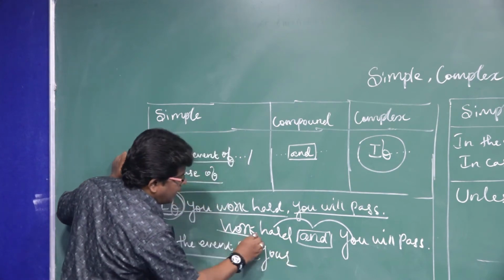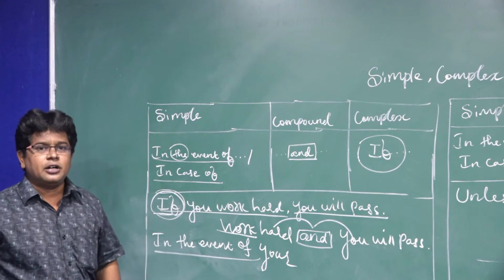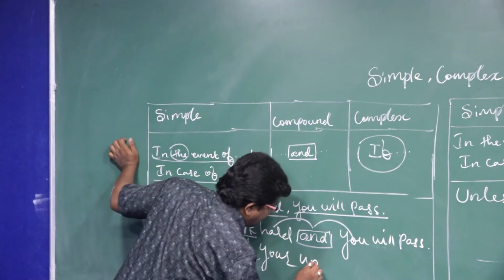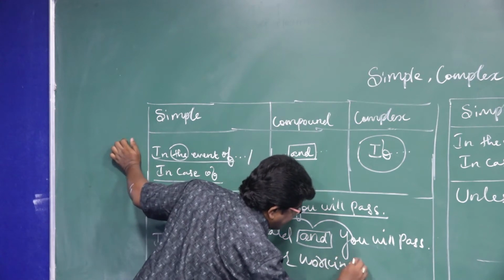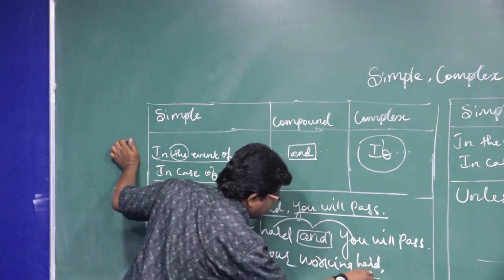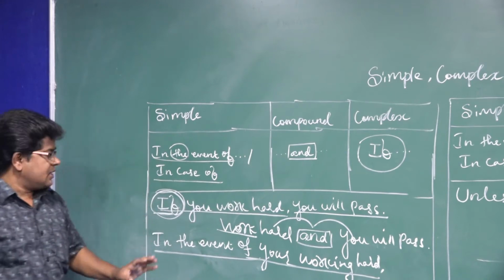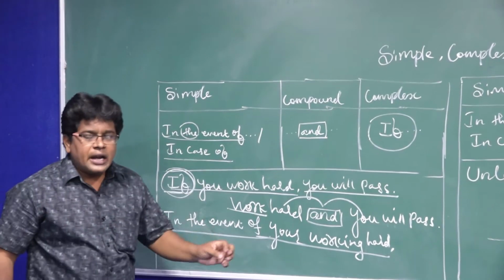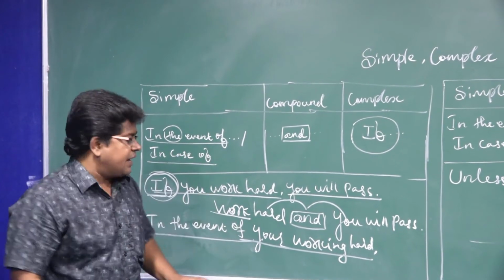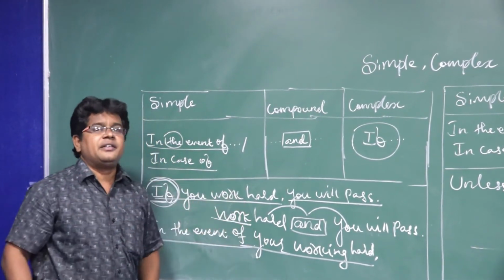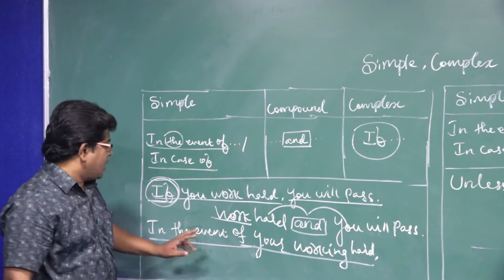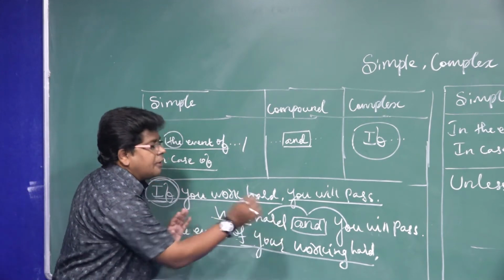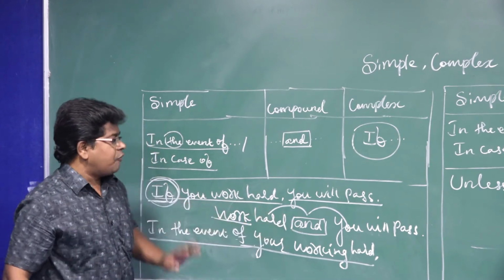Here what they have given, what is the main verb? You have to make it as ing. So "in the event of working hard". You can write in both the ways. "In the event of you are working hard" or "in the event of working hard". Either we can use "ever" or not, that is not at all a problem. We can use "in the event of you are working hard" or "in the event of verb plus ing", that is, "in the event of working hard".